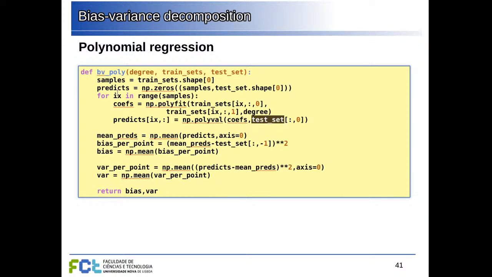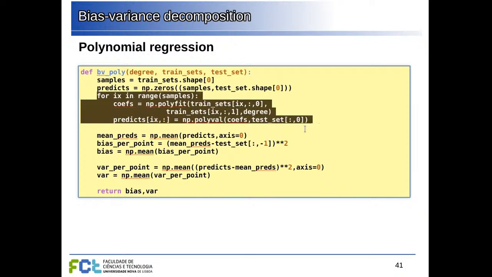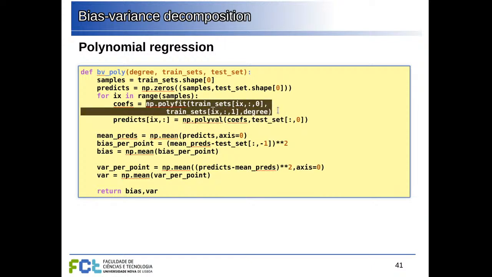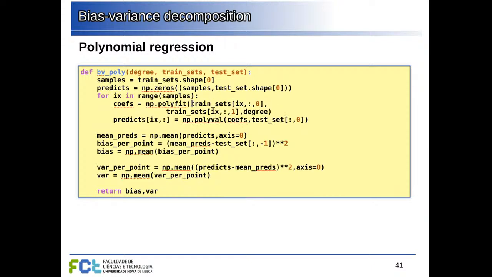So what we're doing here, suppose that we have 500 replicas, then for each point in the test set, we have 500 predictions obtained by training the same model, because it's the polynomial with the same degree, but each time training it on a different replica of the training set. So we are obtaining different curves because these replicas are slightly different, and for the different curves we obtain the prediction for the test set.